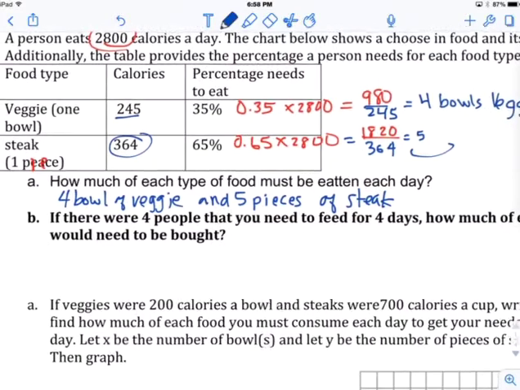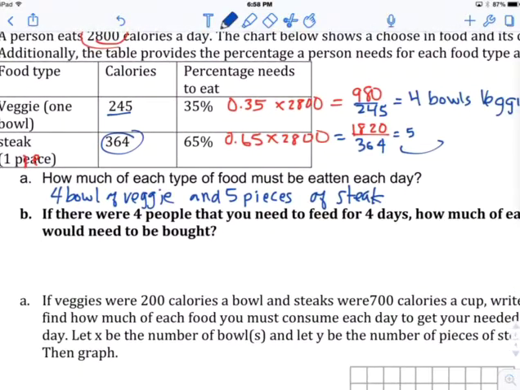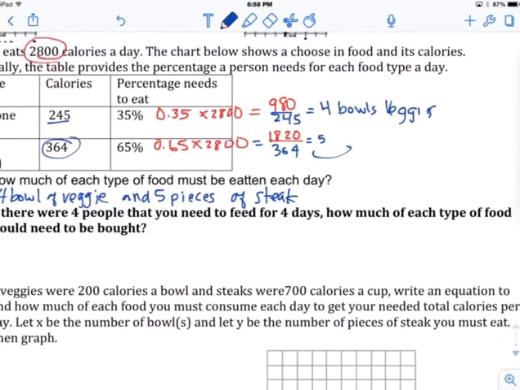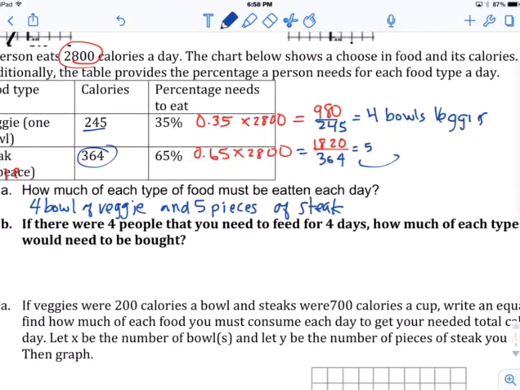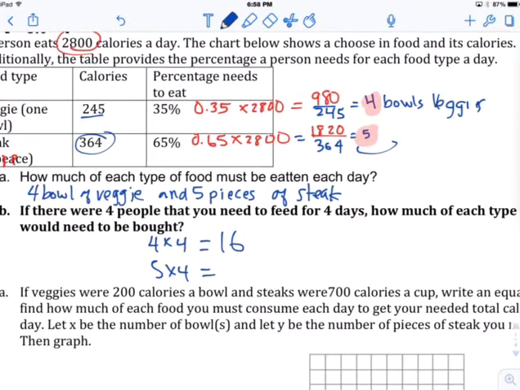If there were 4 people that you need to feed for 4 days, how much of each type of food would need to be bought? Okay. 4 people for 4 days. Well, that's for one person right here. That's for one person. So for 4 people, you multiply it by 4. 4 times 4. 5 times 4. For 4 people for a day, you need 16 bowls of veggies, 20 pieces of meat a day.